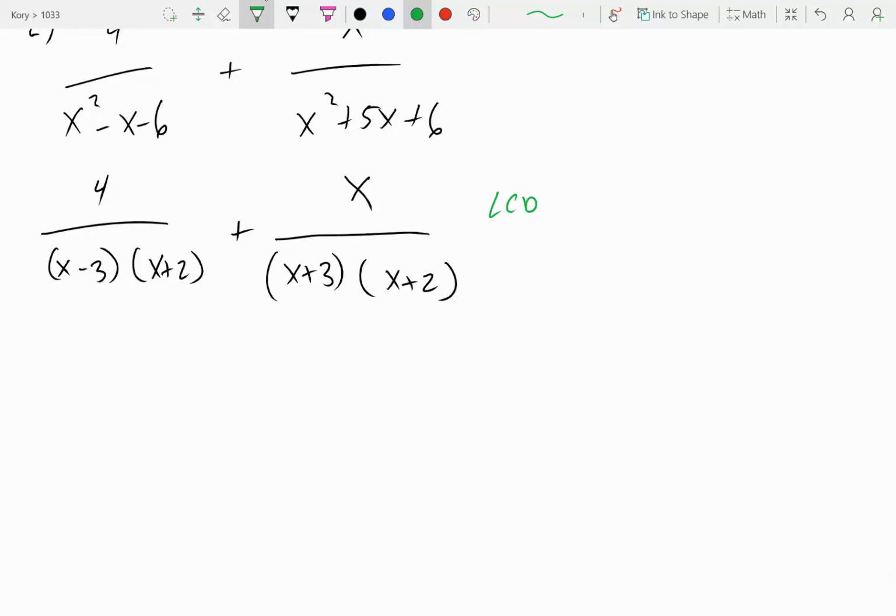The LCD is, so we have this one x minus 3. There's no other ones on the other side, so it's x minus 3. And you see how they share this x plus 2? So since they share it, we're only going to write it once. And then we just have this x plus 3 left over. So the LCD is (x minus 3)(x plus 2)(x plus 3).